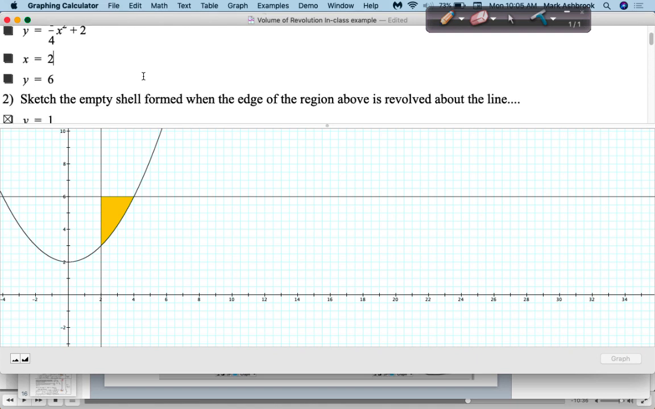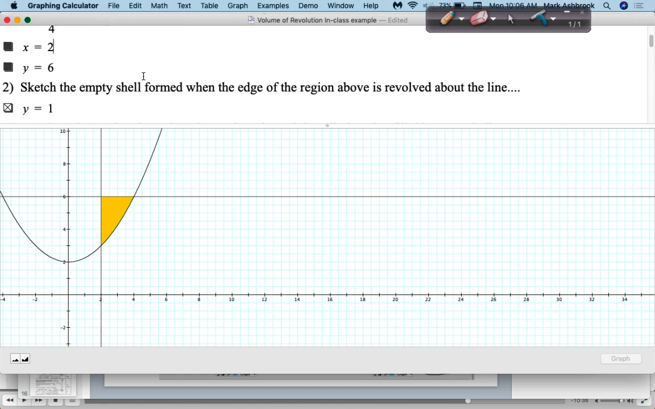Okay. Now I want you to sketch the empty shell formed when the edge of the region, the black perimeter, is revolved about the line y equals 1. We're going to sketch the empty shell, no cylinders yet. Sketch the empty shell that you get when the perimeter of this region is rotated about y equals 1. Go. So no animations to help now. Got to be able to do it.